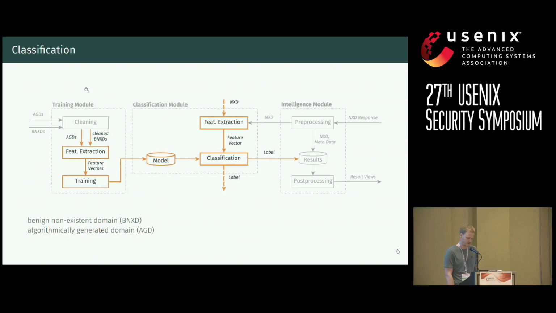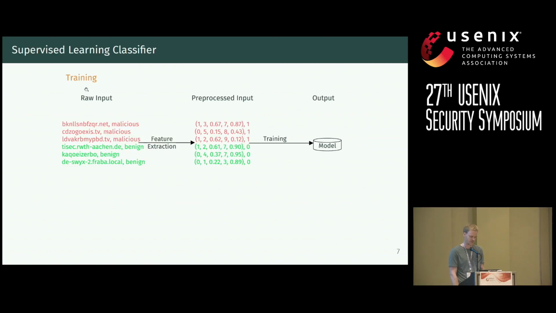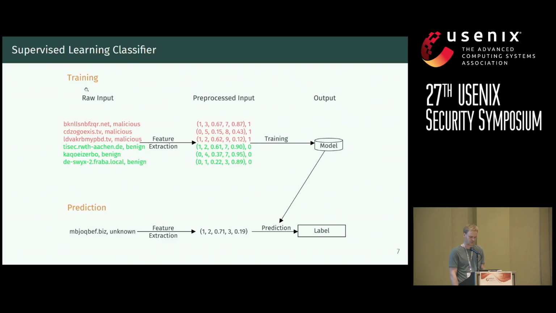Next, we take a closer look at the classification part of FANCI itself. FANCI uses a supervised learning classification approach. That means we require labeled data as input for our training, in our case labeled domain names, so DGA-related domain names and benign NX domains. We perform a feature extraction and then perform the training. With the output model, we are then able to predict unknown domains and assign a label to them, so whether they are DGA-related or not.